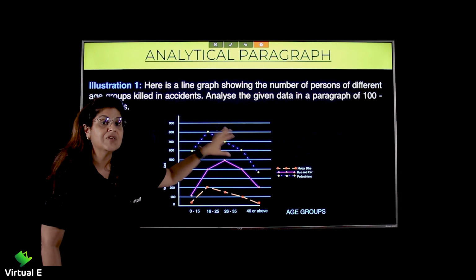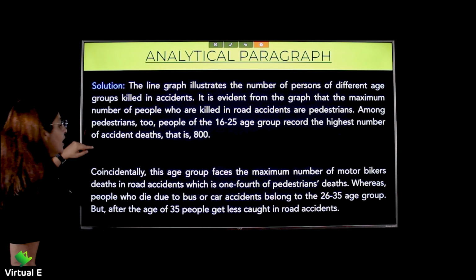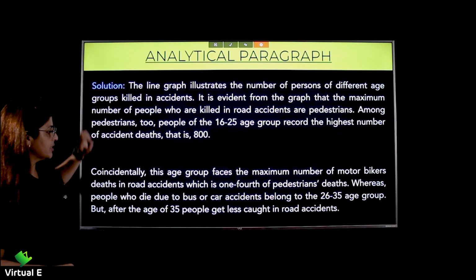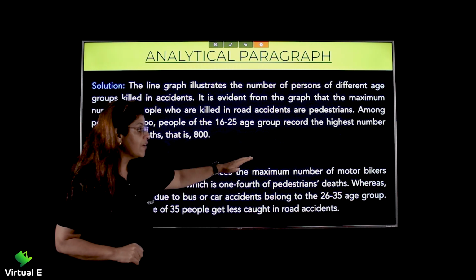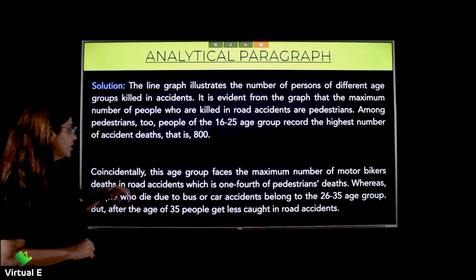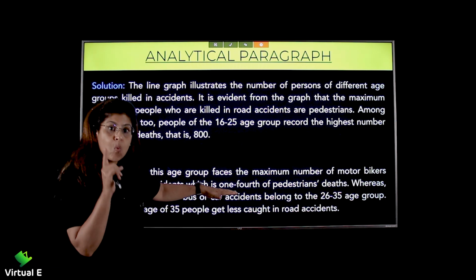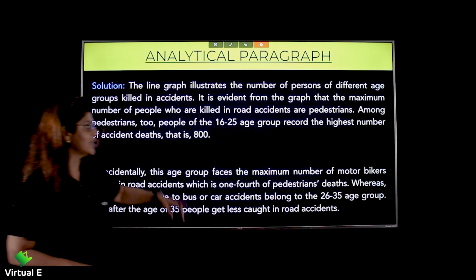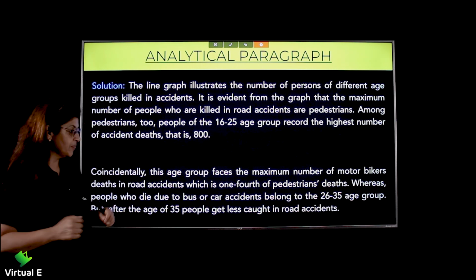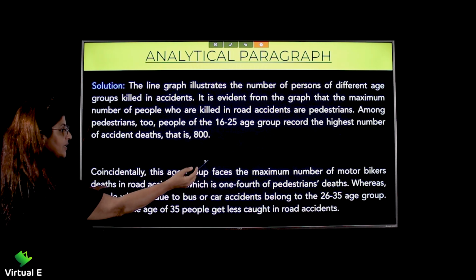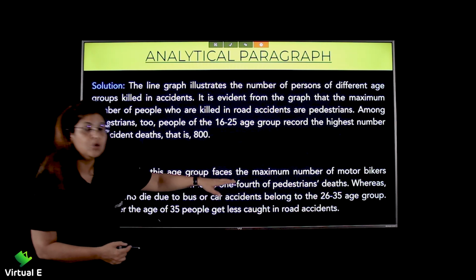Now this is how we put it in text in the form of a paragraph. Let's go further. Coincidentally, now moving further, that was it. You told the main thing about it. This age group faces the maximum number of motorbiker deaths in road accidents, which is 1/4 of pedestrians' death. How much was pedestrian? 800. What is 1/4? 200, right? So let's see this. What is it telling us? The maximum number of motorbiker deaths in road accidents, which is 1/4 of the pedestrians.